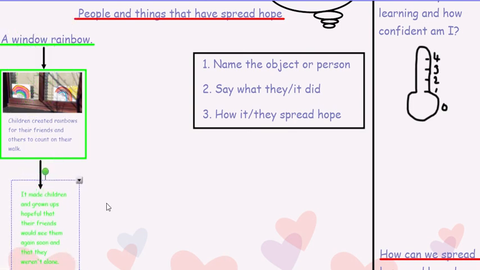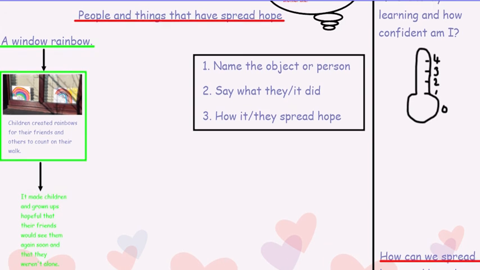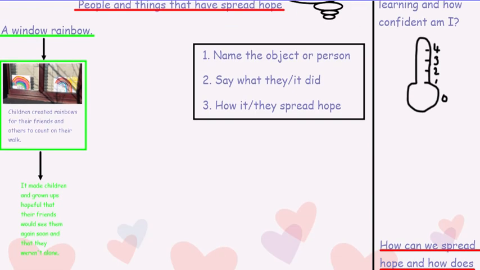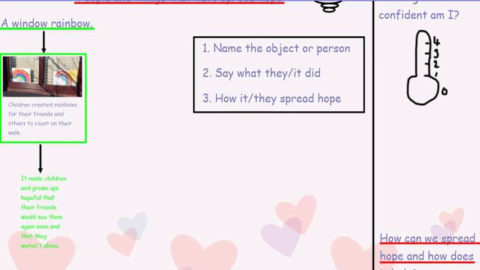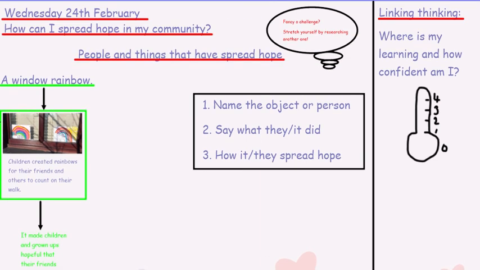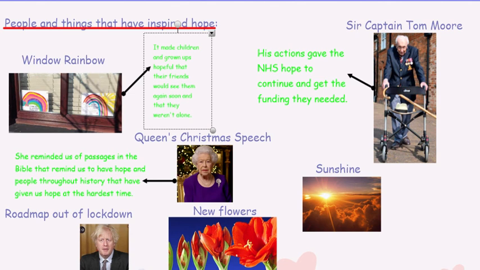There we go. So there's an example for you. So 1, 2 and 3, a window rainbow, saying what they or it did and how it spread hope. Okay, so I'm going to put this screen back on now with all of the pictures, and I want you to pause it and have a go at laying it out like this. Okay, so ready? Here's the information. Pause the video now and have a go at laying this out in your own way.